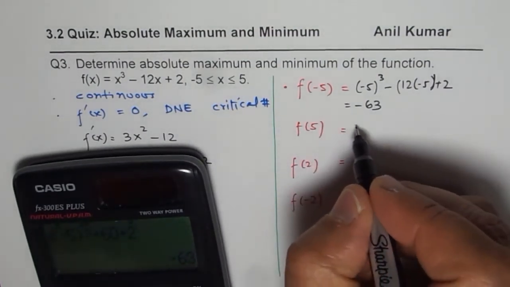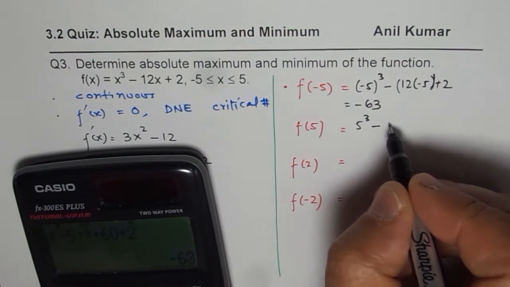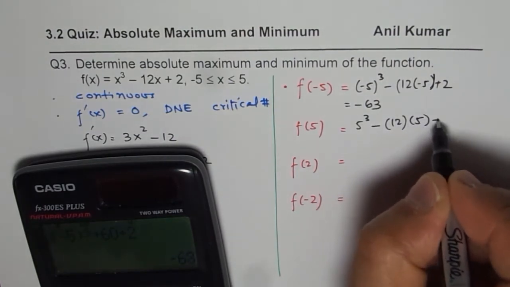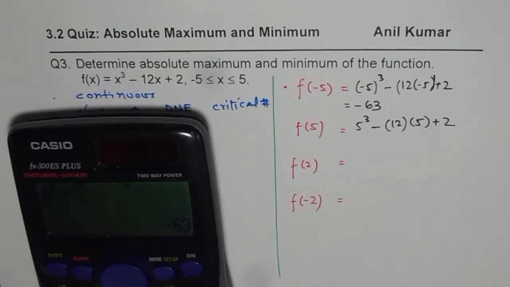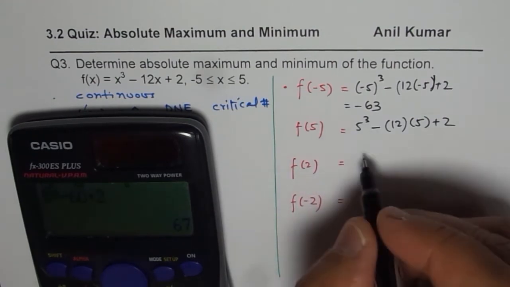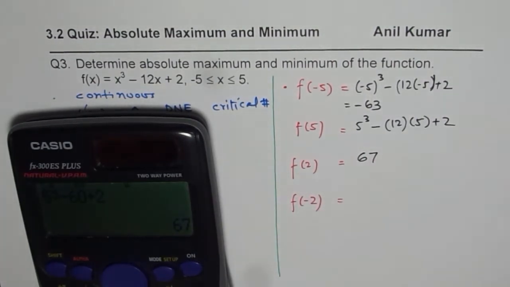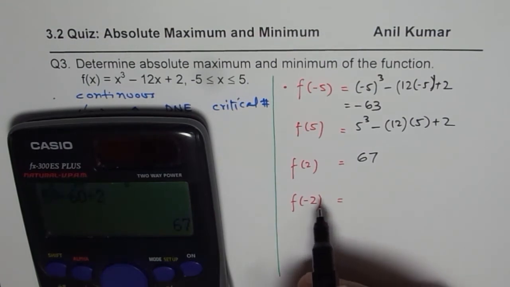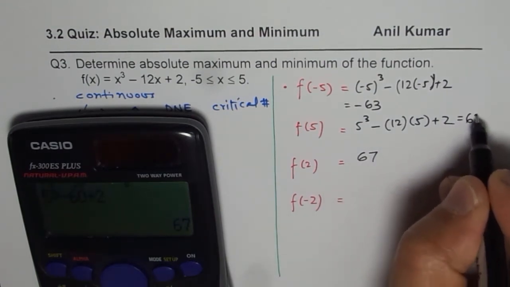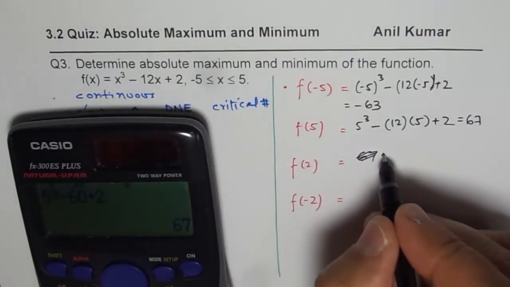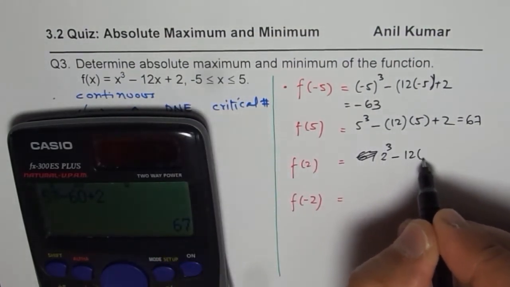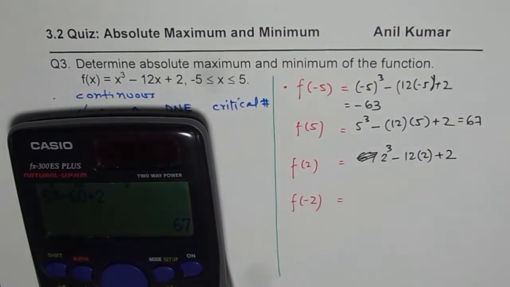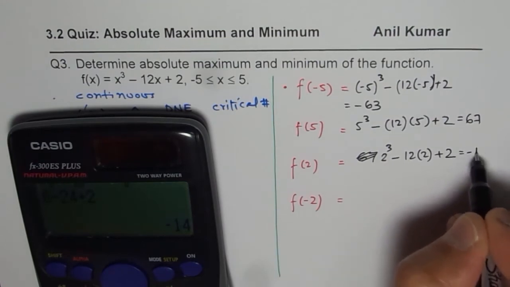For the second one, we have 5^3 - 12 times 5 + 2. So it is 5^3 minus 60 plus 2, which equals 67. For 2, we substitute 2 here, so we have 2^3 - 12 times 2 + 2. 2^3 is 8, 8 minus 24 plus 2 equals -14. So that gives us -14.